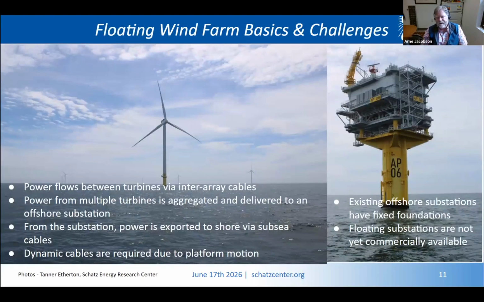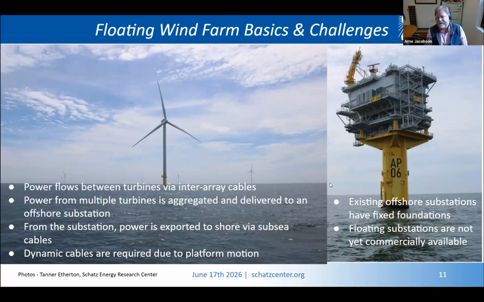In addition, in the context of a wind farm, you would have multiple turbines. Those turbines would be connected with each other to allow power to flow between the turbines through inter-array electrical cables, and then power from multiple turbines would be aggregated and delivered to an offshore substation, and then from the substation, power would be exported to shore via subsea cables. In the pictures being shown, these are fixed foundation wind turbines and substations. But what would be required on the West Coast would be floating systems, and in that context, what are known as dynamic cables would be required. Cables that are able to deal with the motion of the platform and all of that flexing and movement.